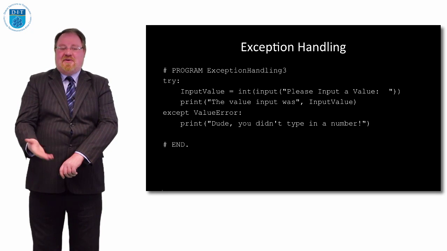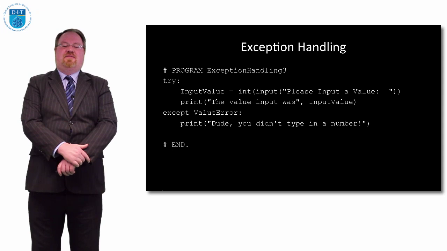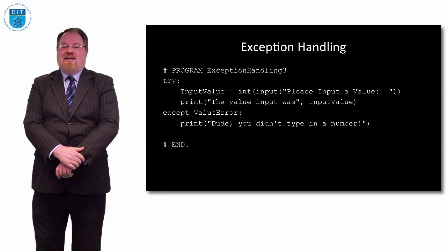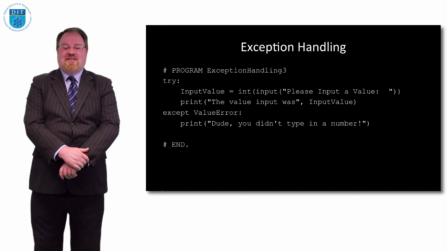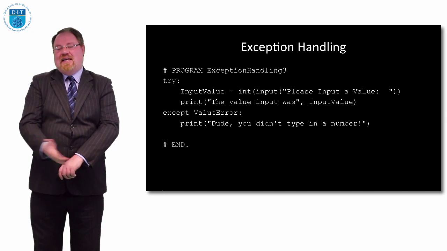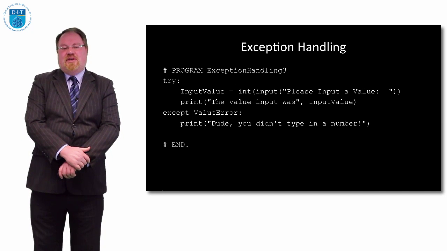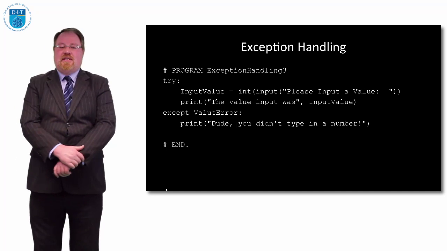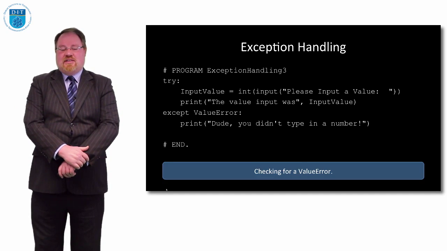If they type in 4, this program will work and it'll print out the value input was 4. If they type in 46, it'll print out the value input was 46. But if they type in B42, it'll say, dude, you didn't type in a number. So this is a really handy way of checking if the user inputs a correct value. Let's try another one. So that's checking for a ValueError.